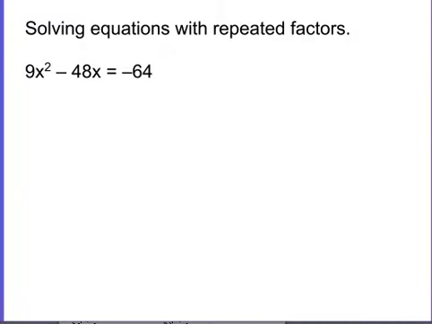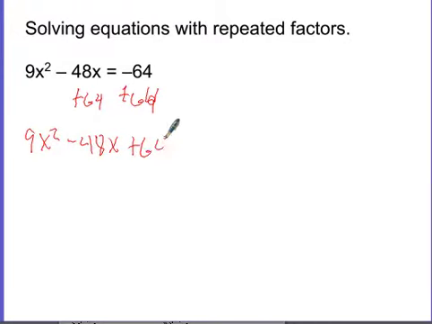All right, solving equations with repeated factors. So now we've shifted from just factoring into solving equations. What is the first step in solving an equation? Make it equal 0. So add 64. We've got 9x squared minus 48x plus 64 equals 0.